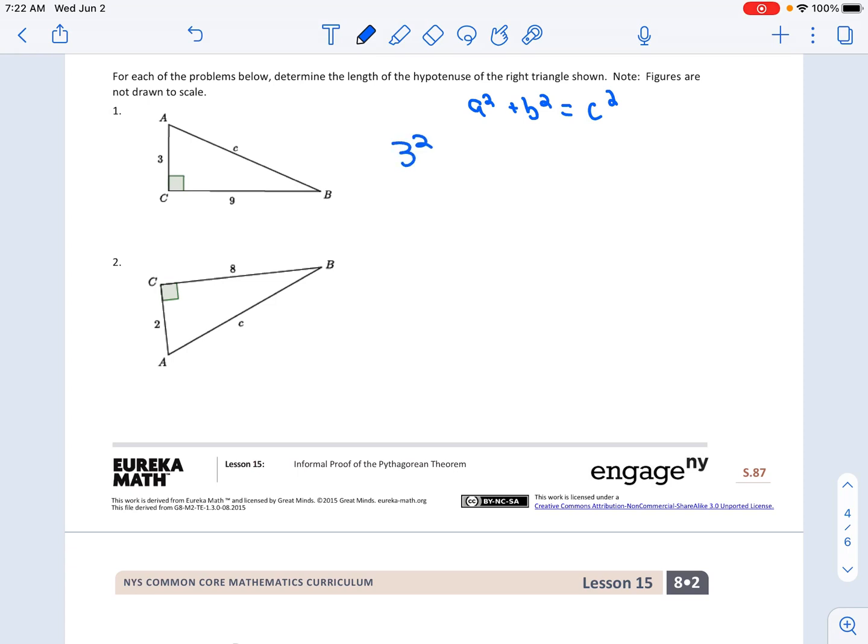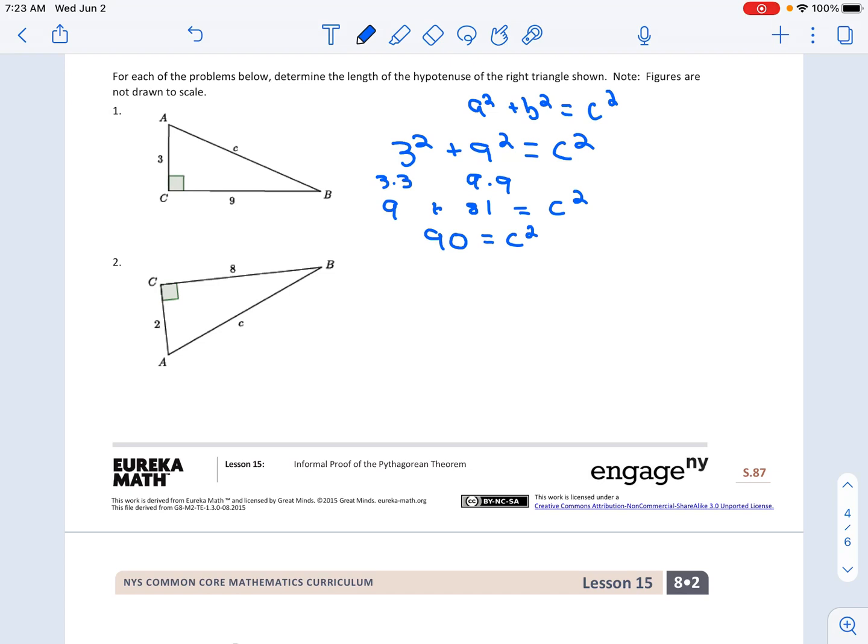So 3 squared plus 9 squared equals c squared. This means 3 times 3, which is 9. And this means 9 times 9, which is 81. Then I'm going to pull down the c. 9 plus 81 is 9 and 1 is 10, and then 1 and 8 makes 9, so 90 is the answer, equals c squared.